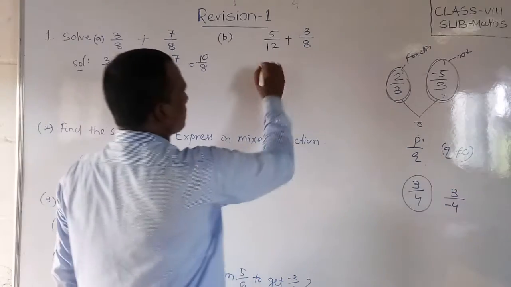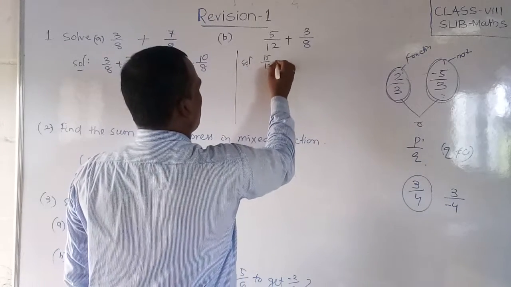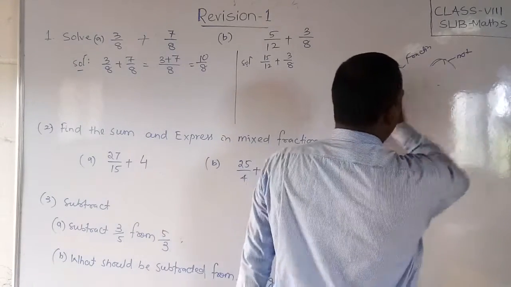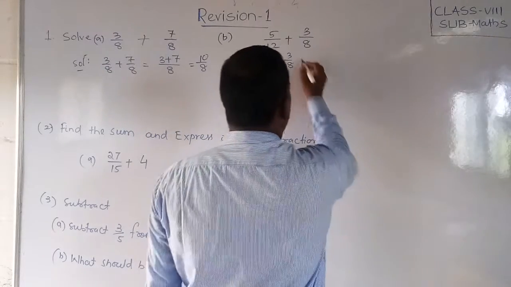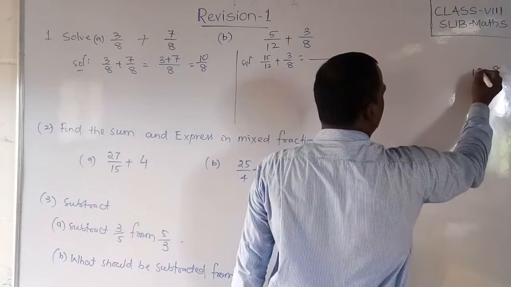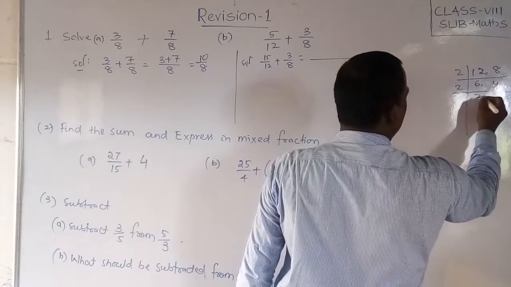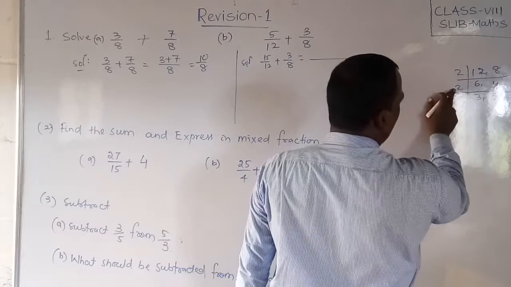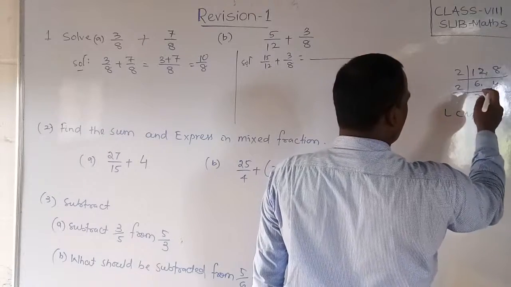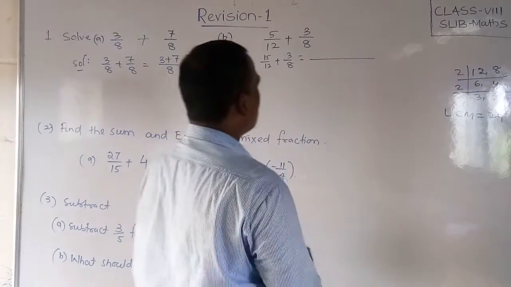Now the next solution: 15 by 12 plus 3 by 8. Friends, in these cases we cannot do it like that. We have to take the LCM first. First of all you have to take the LCM of 12 and 8. Dividing by 2: 6 and 4, then 2: 3 and 2. So the LCM is 2 times 2 is 4, 4 times 3 is 12, 12 times 2 is 24.